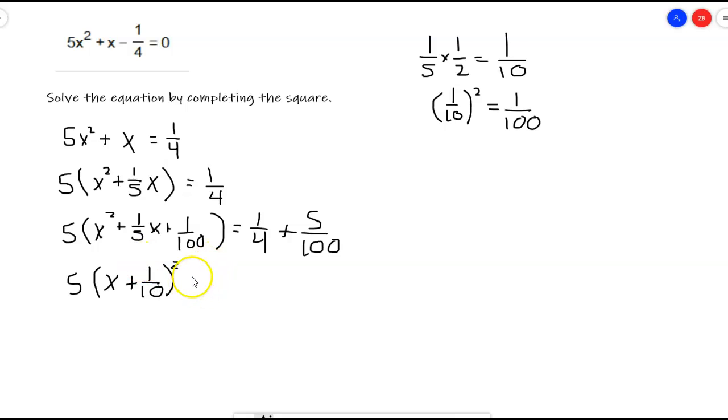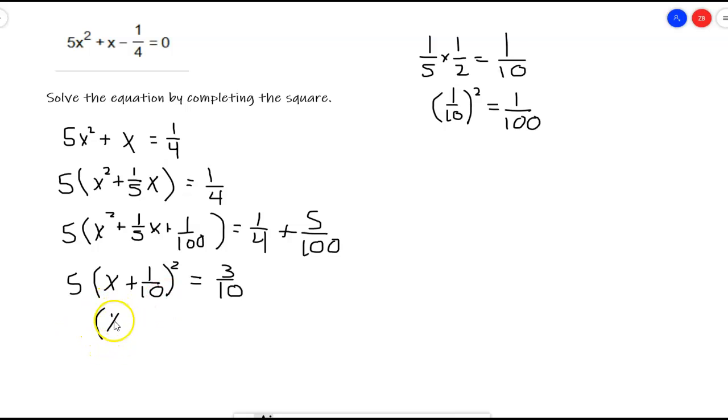in just a minute. And this is equal to, if 1 over 4 is the same thing as 25 over 100, so 25 over 100 plus 5 over 100 is 30 over 100, which is 3 over 10. So all I'm doing is adding these two together and simplifying. Now I want this squared binomial by itself, so I can divide both sides by 5.